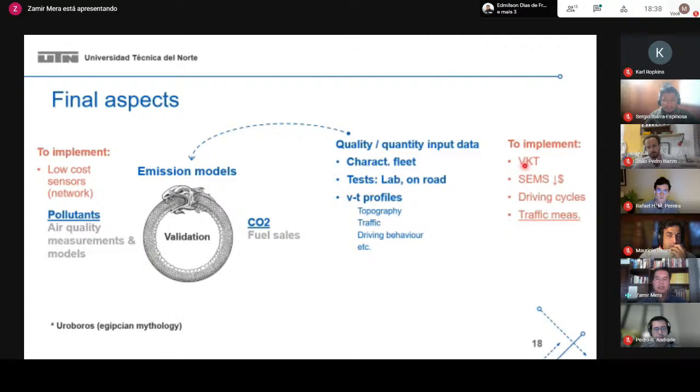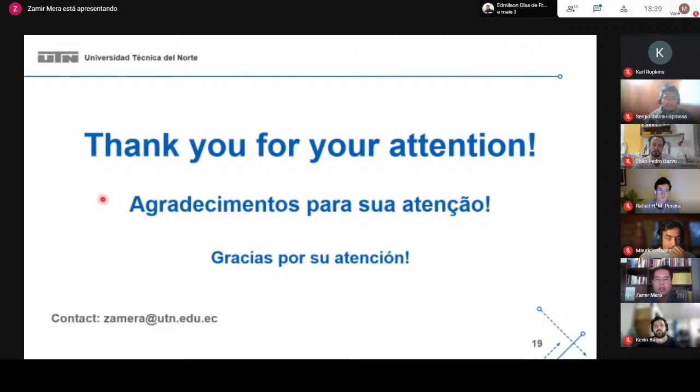BKIT for municipalities, for example. It's important for macro emission models. Also, the cost of PEMS or laboratories is high, so we can perhaps use SEMS in Latin America. Also, it's important to develop driving cycles and to take traffic measurements. In the case of the validation of the pollutants, it's important to have sensors, low-cost sensors, and an increase in the number of these sensors can be useful for the case of Latin America.